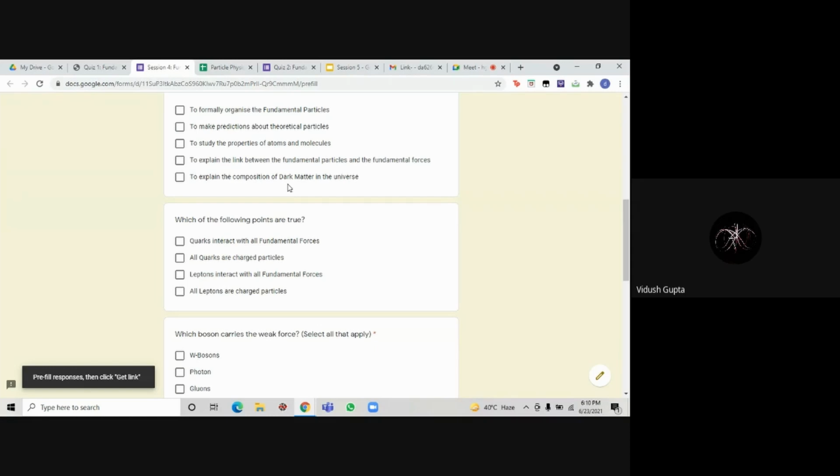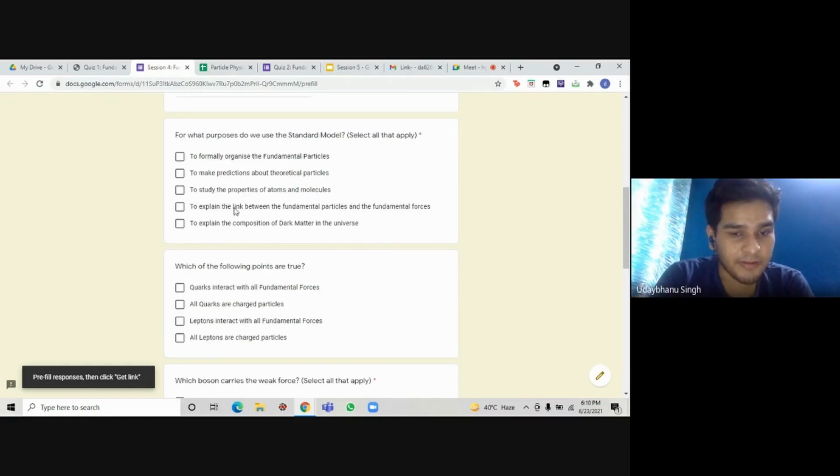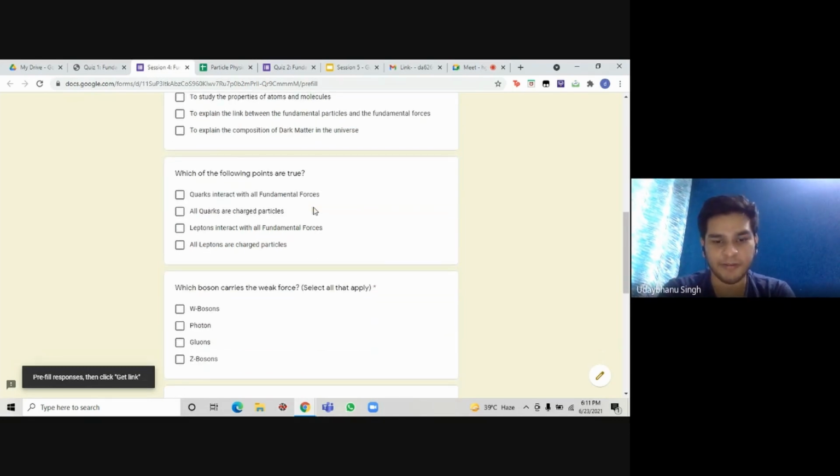Is the third one correct? The third one, to study the properties of atoms and molecules. That is not correct, at least directly, because the standard model is concerned with particles, at the subatomic level. When we're studying the properties of atoms and molecules, we usually deal with the periodic table or other concepts of chemistry. You could say that we are studying the atoms in a very indirect manner, but that would be stretching the definition a bit. The purpose of the standard model is to study the fundamental particles and not atoms and molecules. I hope that answers your question.